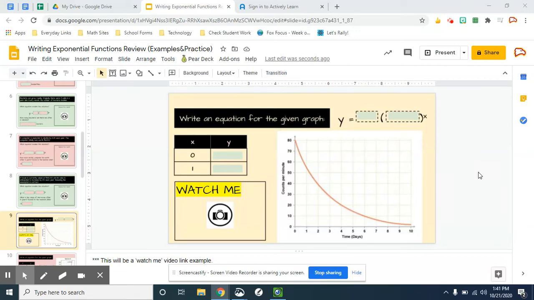Write an equation for the given graph. So we have exponential decay here. So we should already realize that whenever we write our function, our b is going to be less than 1 since it is a decay. So first we need to collect some information from our graph.